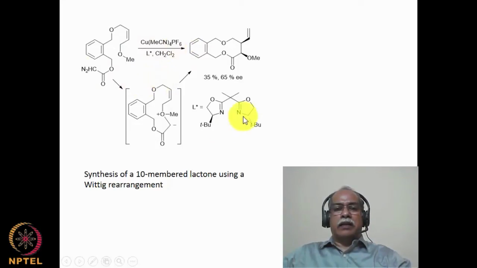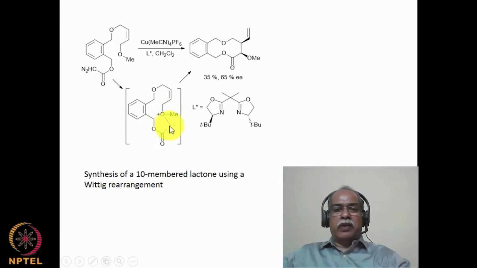Now the ligand that is used is a chiral ligand. So asymmetric induction, again it is a chiral Lewis acid catalyzed asymmetric induction is what is taking place in this particular instance. This is a proposed intermediate, which is the oxygen based ylide intermediate, which undergoes 2,3 sigmatropic rearrangement. So you can see here this is the allylic ether part of it, and this is the ylide part of it.